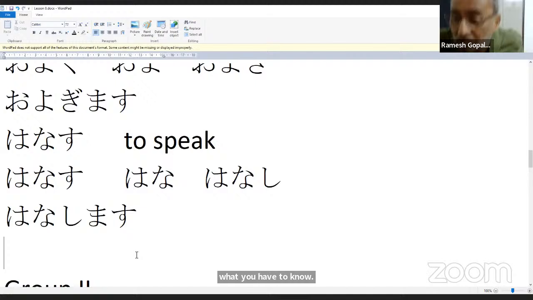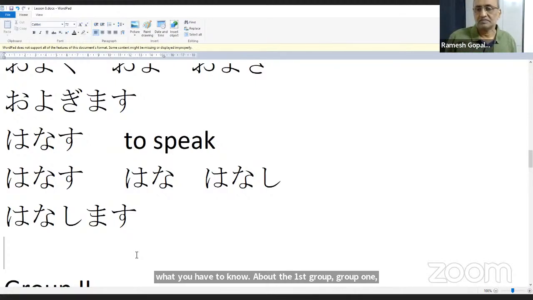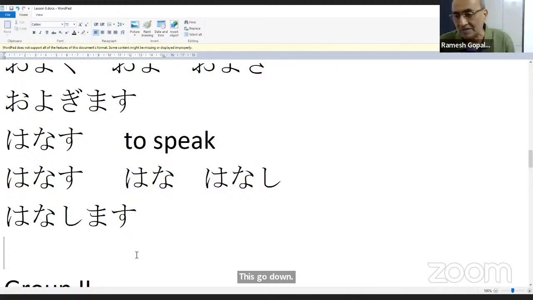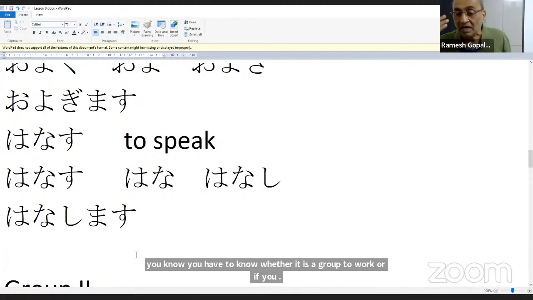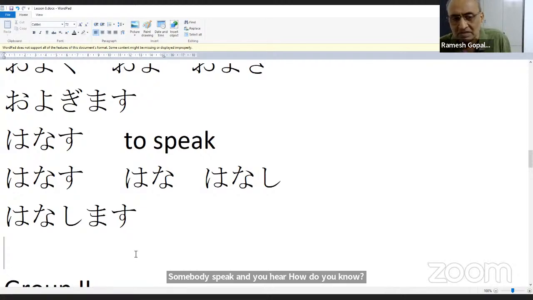Now, group 2. How do you know it's a group 2 verb? You see a dictionary, and you have to know whether it's a group 2 verb. Or if you hear somebody speak and you hear verbs, how do you know it's a group 2 verb? It should not end with o.